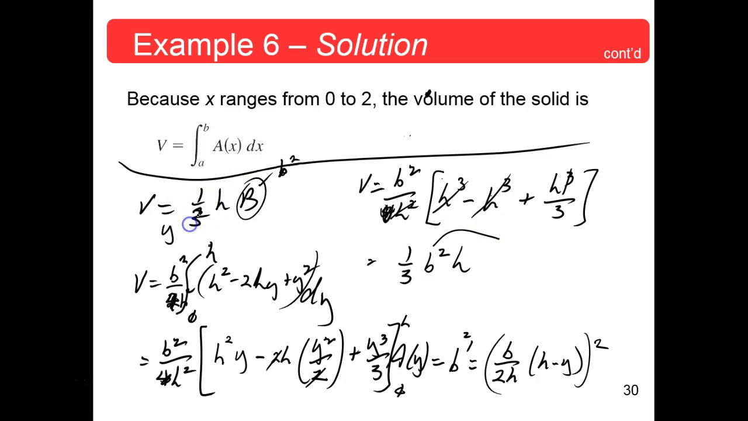I wrote down 1/3, 1/2. That's one thing that was throwing me off. I wrote down the wrong formula. It's 1/3 h b squared, hB. Yeah, we got the same thing. I just shouldn't have been using b over 2. I should have been using b, because that was the base. I tried to multiply by it, but I did it the wrong way.